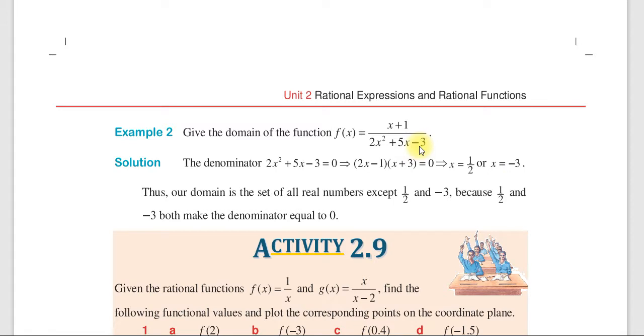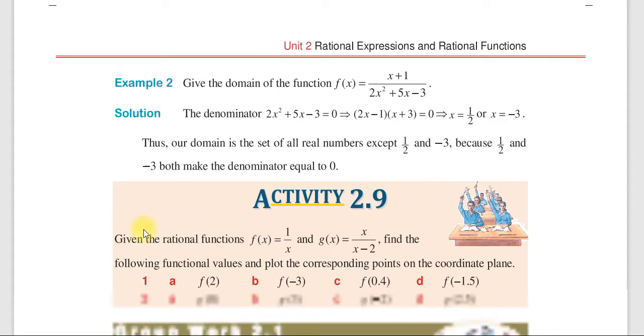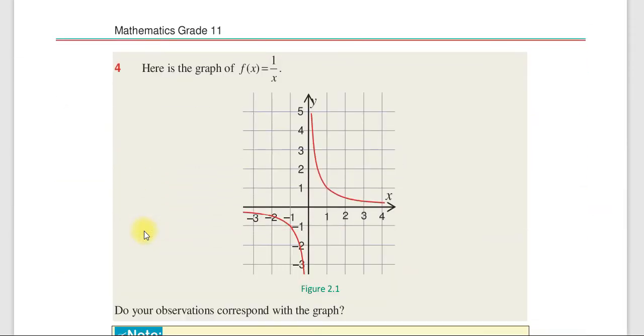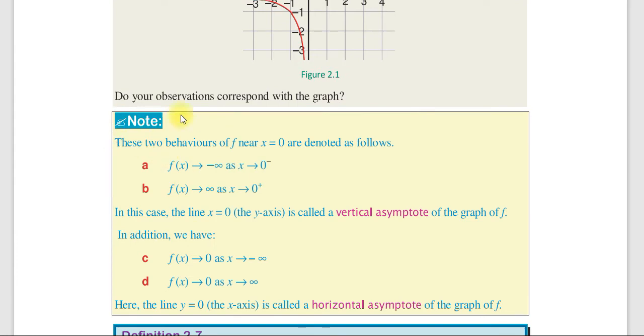make our denominator 0. These numbers will be outside of our domain. So our domain is the set of all real numbers except 1 over 2 and minus 3, because 1 over 2 and minus 3 both make the denominator equal to 0. Both are values that make the denominator 0. Okay, so this is how it works. Here we have another note.